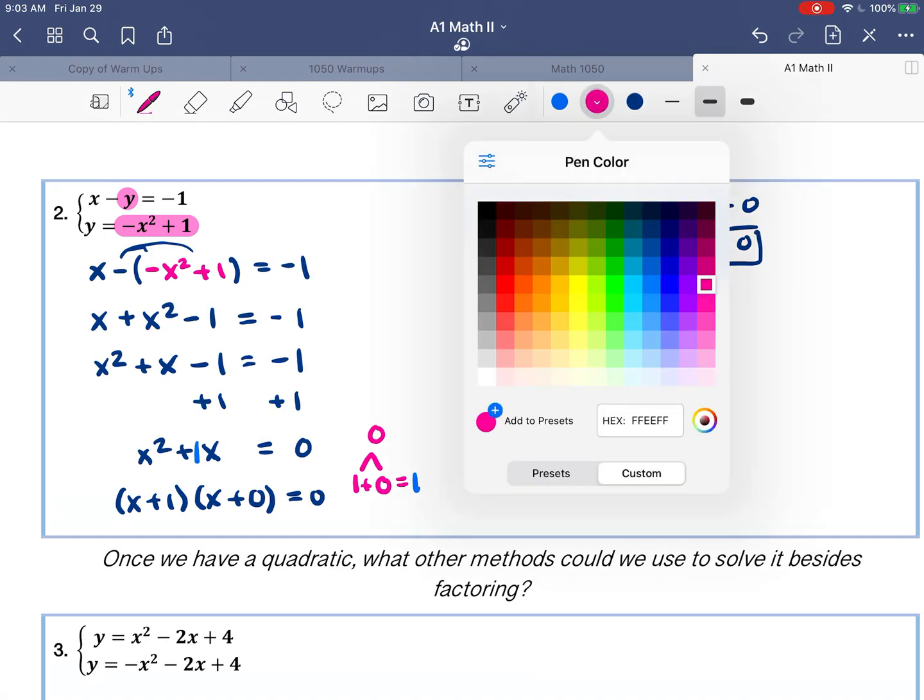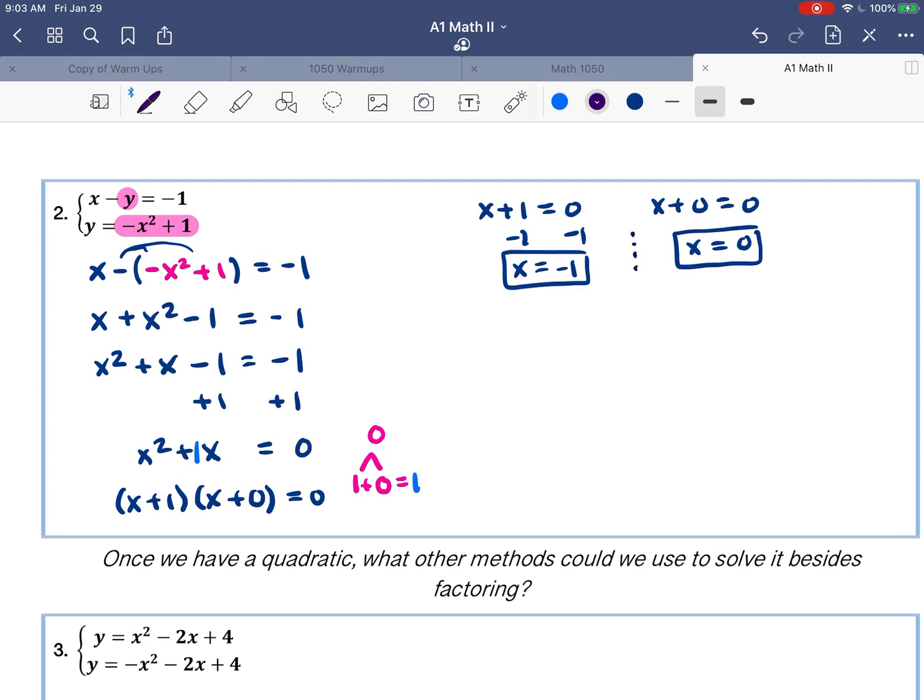Now we need y's for both of those, so we're going to make a little dotted line, and I'm going to plug both of these into x minus y equals negative 1. That seems the easiest. Quadratics are not super easy, but like I said, it's up to you. It doesn't matter which one you plug it into, you should get the same answer.